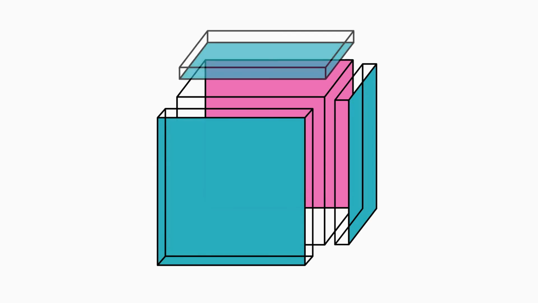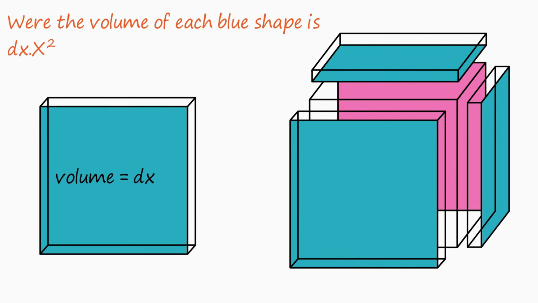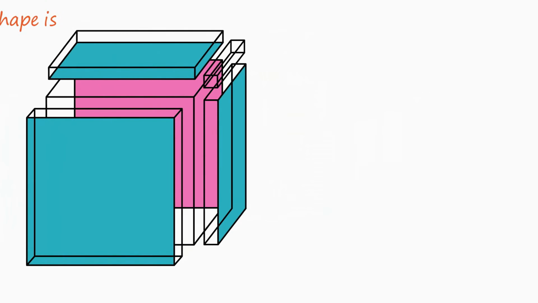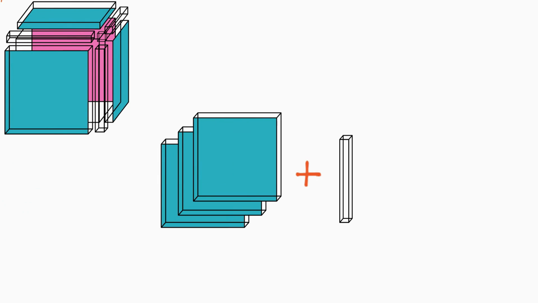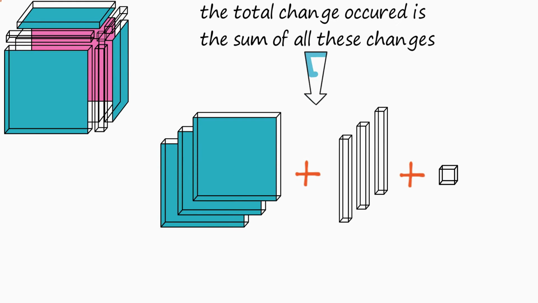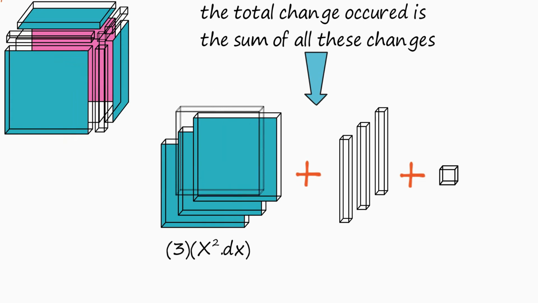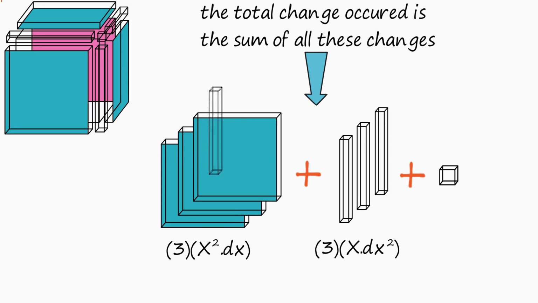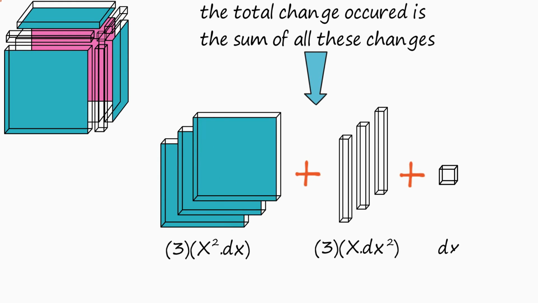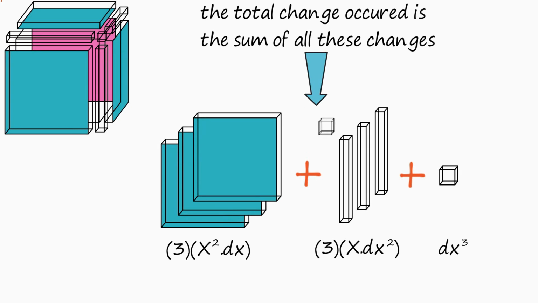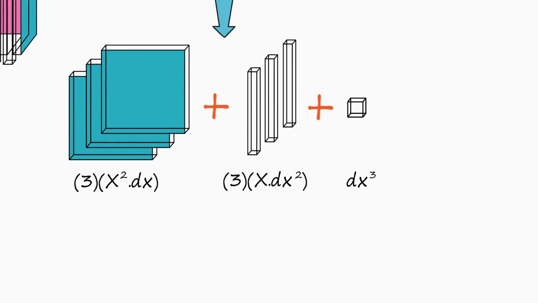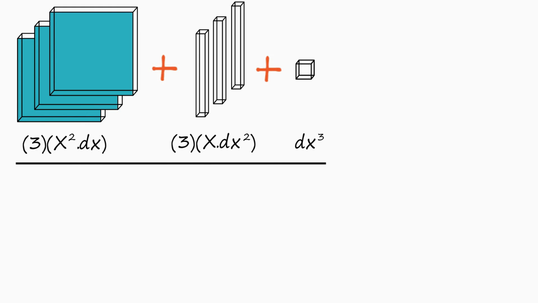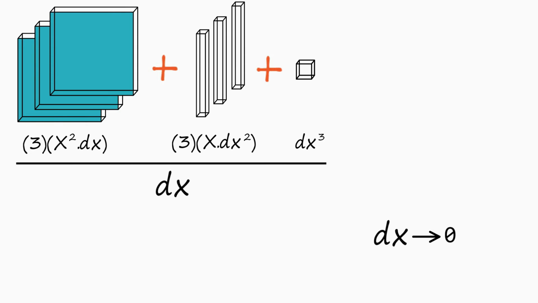And if you notice, the majority of the change comes from these three sides and not from the edges and corners. And now if we calculate the ratio, then we find something interesting. Here the term 3x squared times dx is the volume of these three expanded surfaces. 3x times dx squared is the volume of these edges, and the term dx cubed is the volume of this tiny corner. And the trick that calculus wants us to understand is what happens when this dx approaches 0.